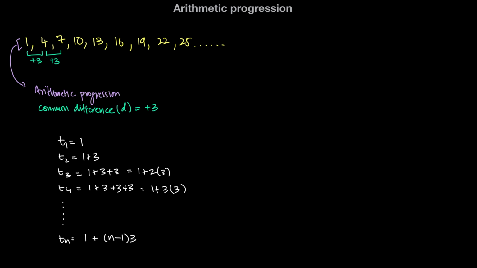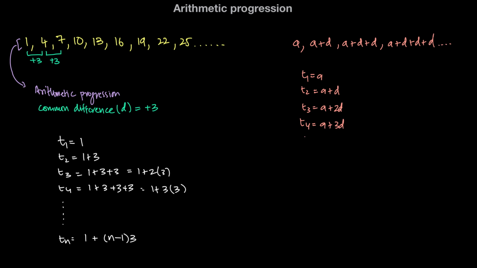So we can say that the nth term can be written as the first term plus n minus 1 times the common difference. So more generally, if I had an arithmetic sequence in which the first term was a, and let's say that my common difference was d, my second term would be a plus d. My third term would be a plus d plus d. My fourth term would be a plus d plus d plus d, and so on. So here I can say that my first term is a. My second term is a plus d. My third term is a plus 2d. The fourth term here is a plus 3d, and so on.